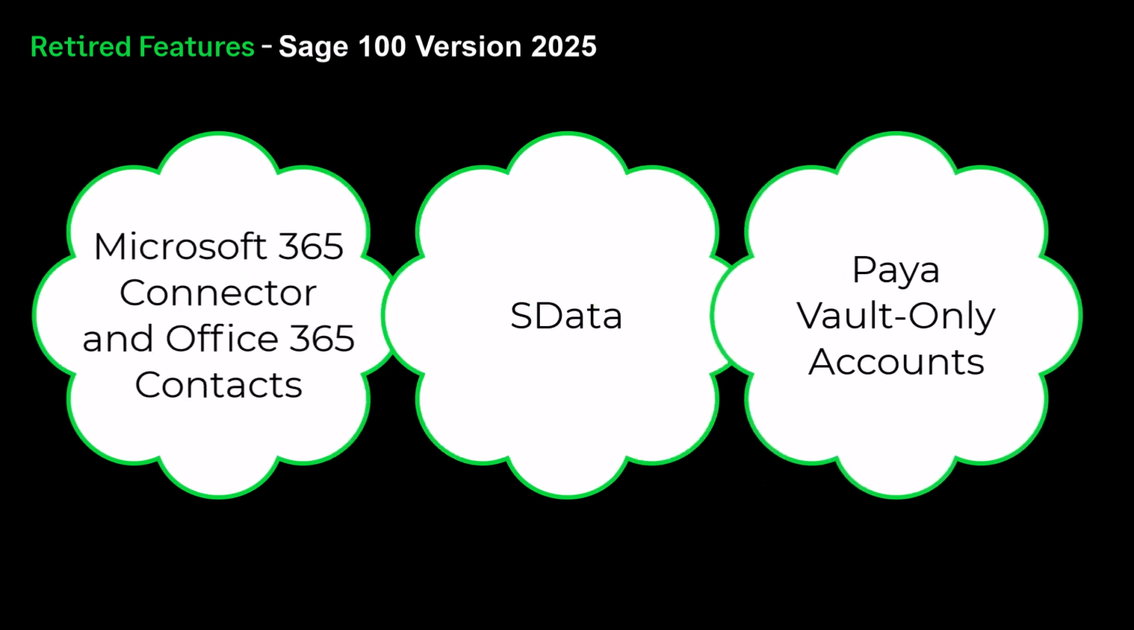Finally, on August 1, 2024, Paya discontinued the creation of vault-only accounts to improve security in payment card industry PCI compliance. In Sage 100 version 2025, vault-only accounts are no longer automatically created. You must have a Paya merchant account to add credit cards for new customers. Please see the release notes for details on the changes made to accommodate this change.